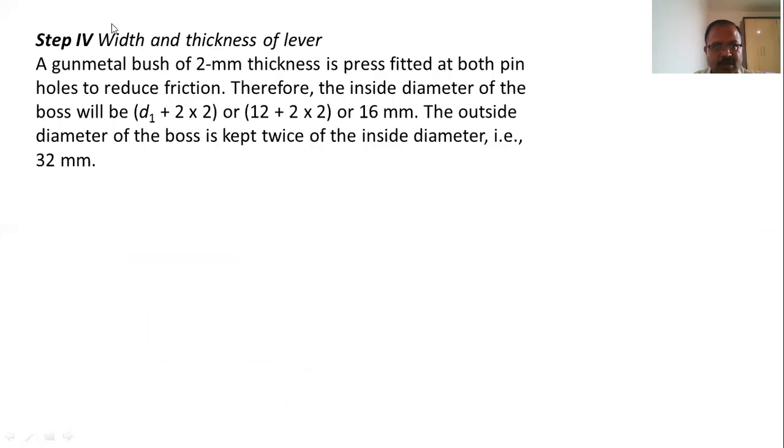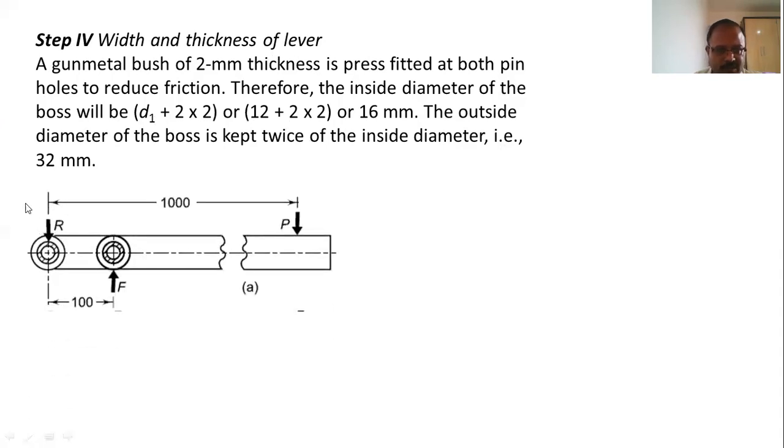Then the next part is to calculate the width and thickness of the lever. Now D1, the diameter of the pin, is calculated, so we can calculate the bush and the boss diameters. The diameter of the bush can be calculated as the diameter of the pin plus 2 mm thickness on each side: 2 into 2 is 4, 12 plus 4, 16 mm. And the outside diameter of the boss is kept twice the inside diameter, so it can be taken as 32 mm.